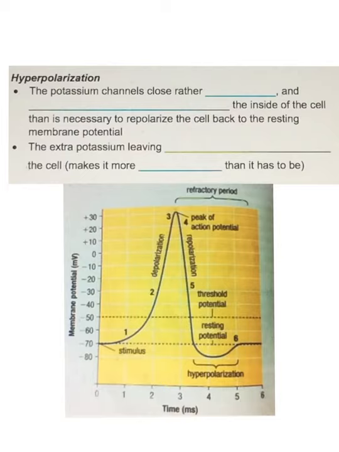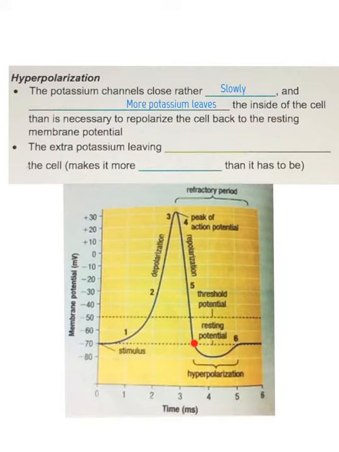So the potassium channels actually close rather slowly. They don't snap shut as quickly as the sodium ones do. Because they close slowly, more potassium leaves the inside of the cell than is necessary to repolarize the cell back to the resting membrane potential. So when we get down to this point, instead of just stopping at negative 70, where we want to be at that resting membrane potential, more potassium leaves than is necessary.